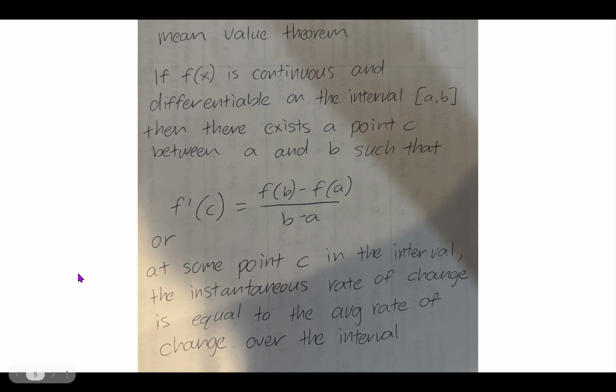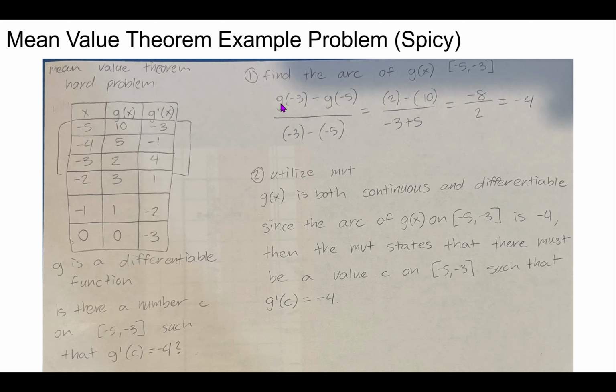As you remember, if a function is differentiable, it's also given that it's continuous. So it must be differentiable for the mean value theorem to be applied. So our question is, is there a number c on the interval -5 to -3 such that g prime of c equals -4?